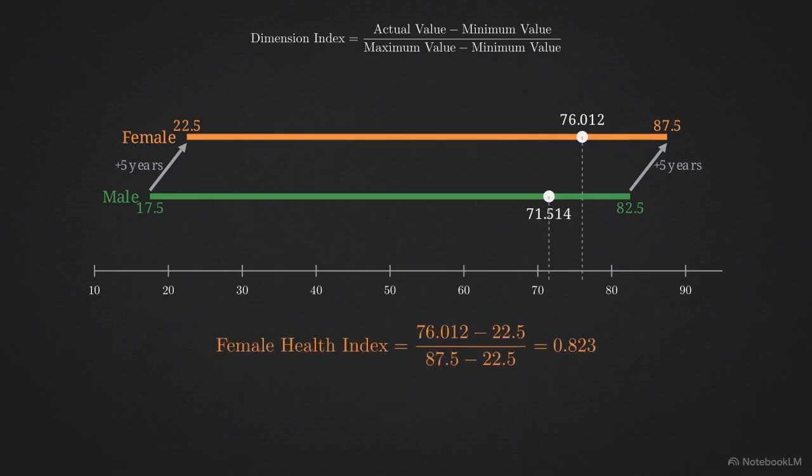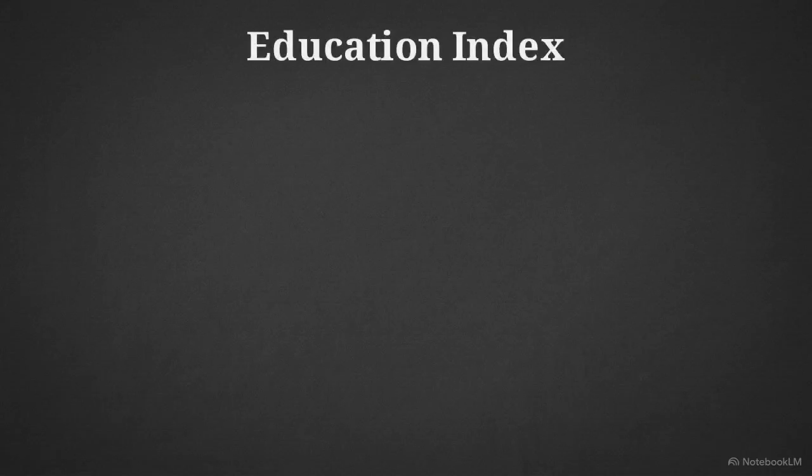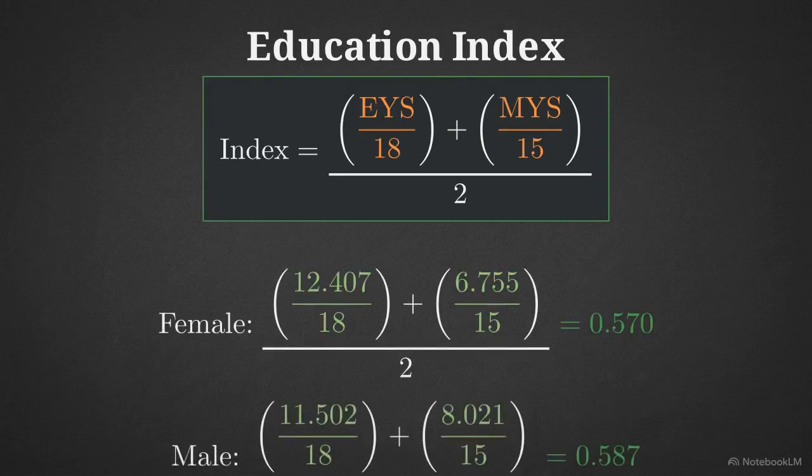We apply the Bangladesh life expectancy data into these asymmetrical formulas, yielding a female health index of 0.823 and a male health index of 0.831. Failing to adjust the goalposts for this biological advantage is the most common error that invalidates GDI calculations. Next is the education index. This equation shows an arithmetic mean of two subcalculations: expected years of schooling and mean years of schooling. Averaging these out yields 0.570 for females and 0.587 for males.